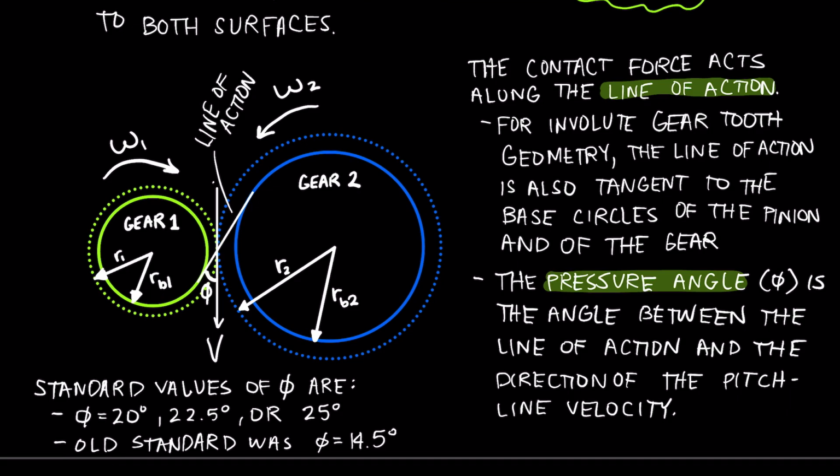In the next one, we will plan to talk about mesh considerations, so talking about the contact ratio, how many teeth are actually in contact with one another at any given time. We'll also discuss things like backlash and interference. So I hope you're looking forward to that, and I will see you there.